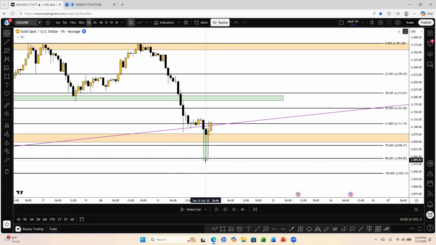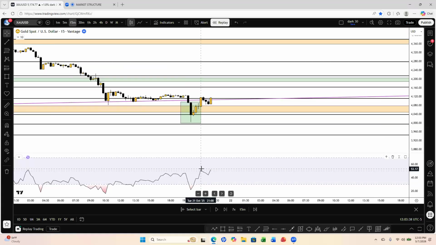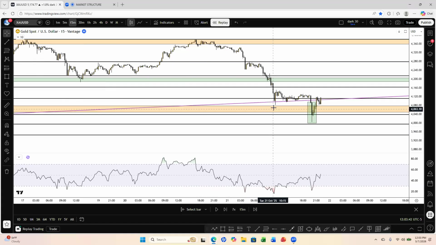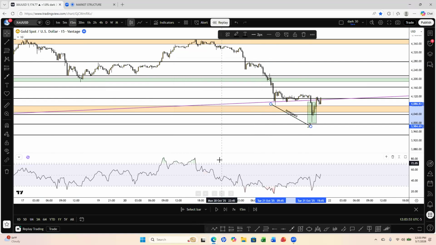So one more thing I need to see. I was trying to see if it had divergence. It does have divergence, and that divergence is on the 15 minute. So that's exactly what it did, right here.